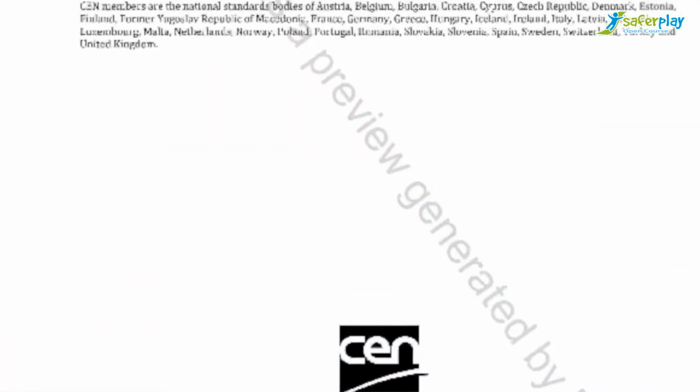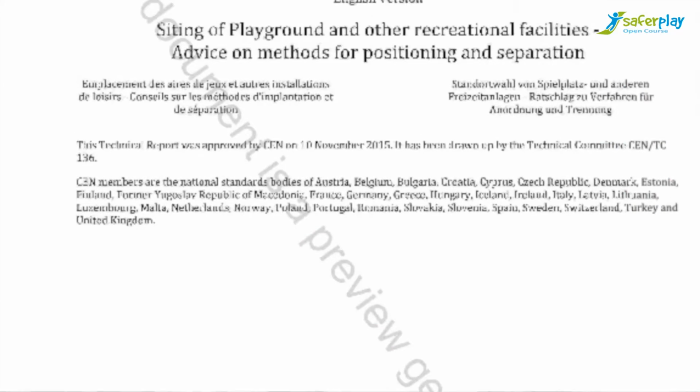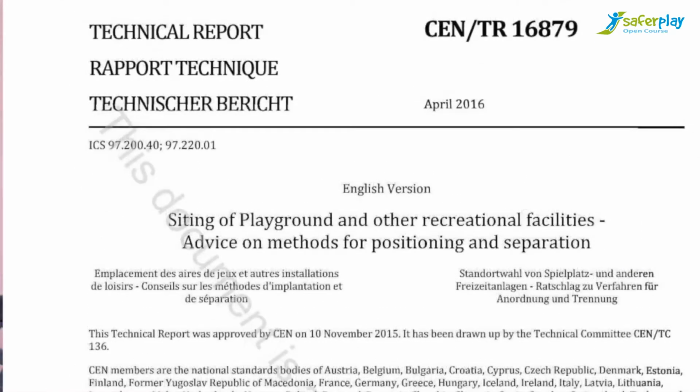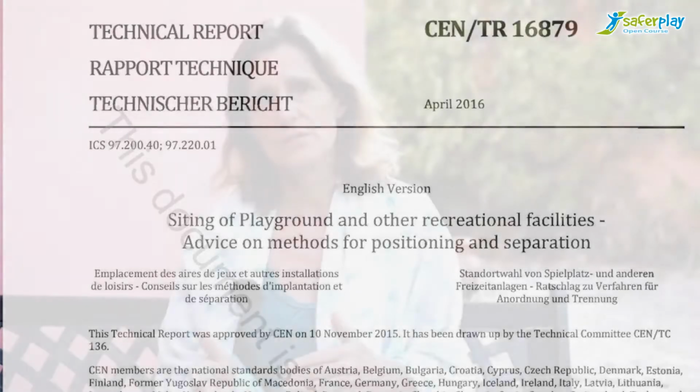The CEN technical report, siting of playground and other recreational facilities, advice on methods for positioning and separation, considers four main methods: distance, natural features or landscaping, fencing, and signage, or a combination of these.